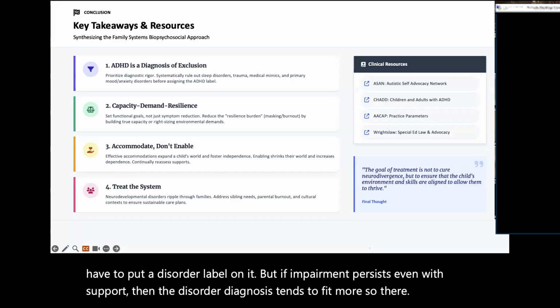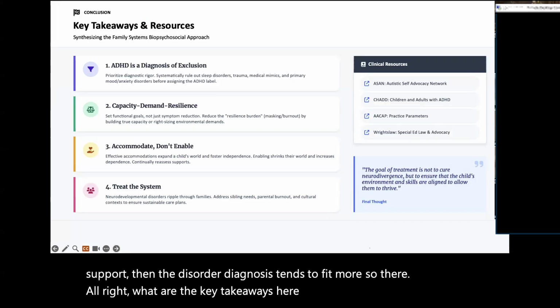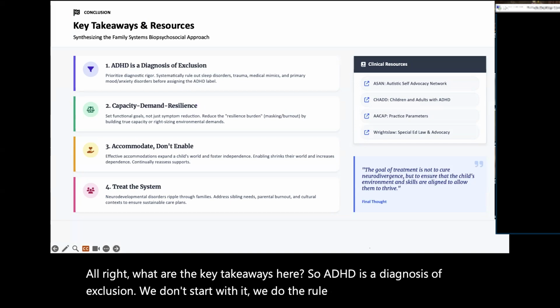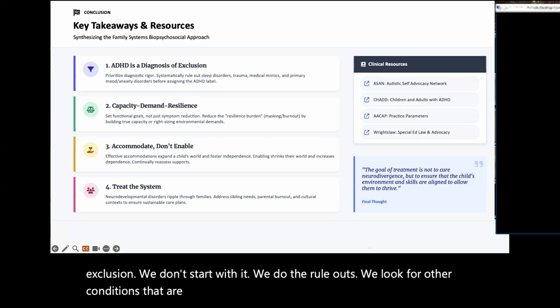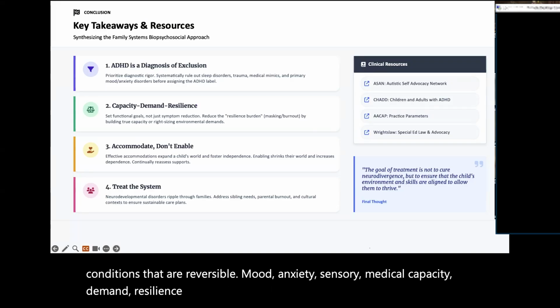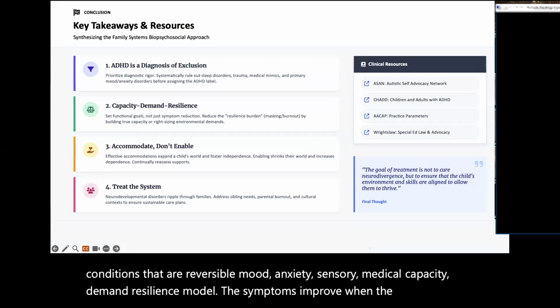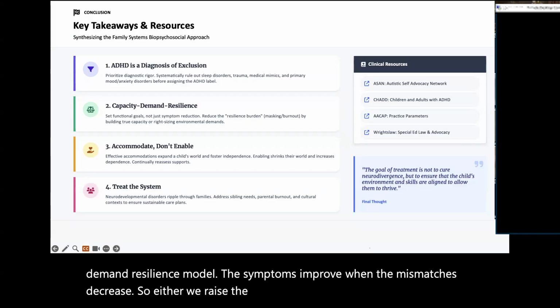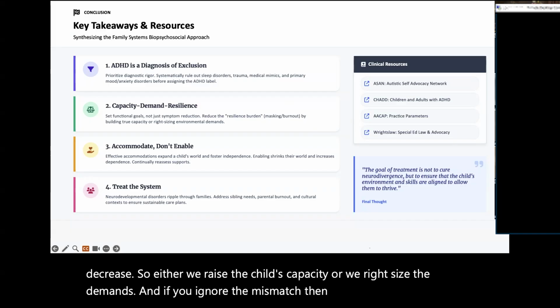All right, what are the key takeaways here? So ADHD is a diagnosis of exclusion. We don't start with it. We do the rule-outs. We look for other conditions that are reversible: mood, anxiety, sensory, medical capacity. In the demand-resilience model, the symptoms improve when the mismatches decrease. So either we raise the child's capacity or we right-size the demands. And if you ignore the mismatch, then you lead to frustration and burnout.